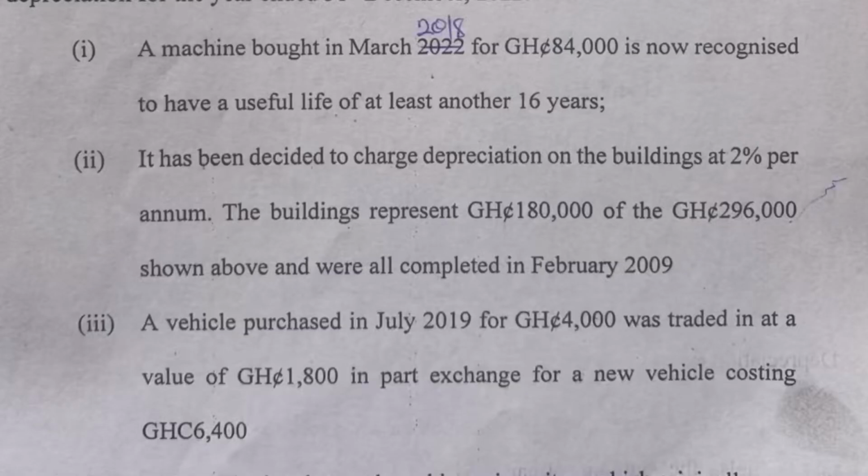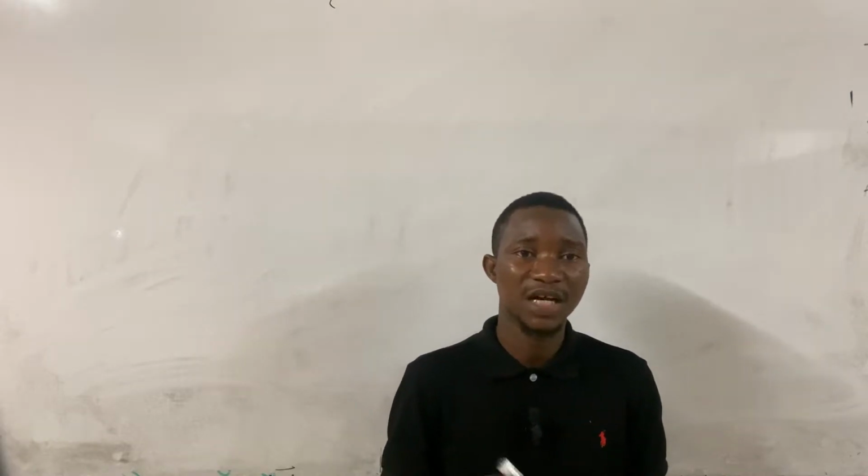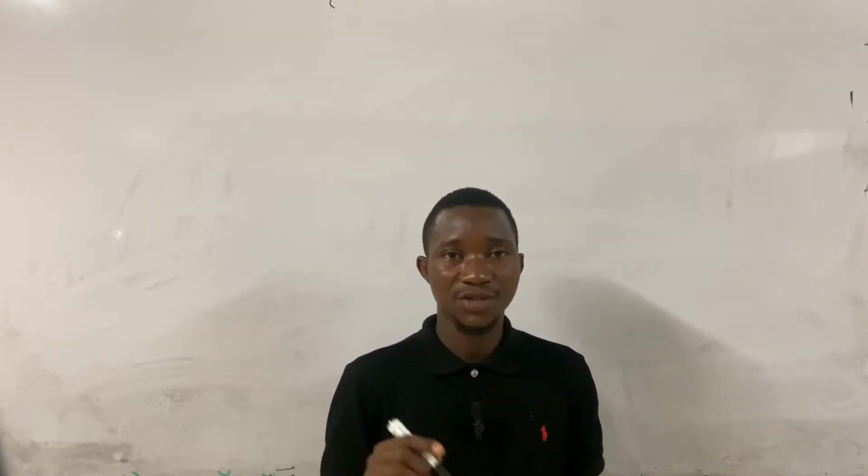Is that okay? So the second one, that is II, says that it has been decided to charge depreciation on buildings at 2% per annum. The building represents 180,000 of the 260,000 shown above, and was all completed in February 2009. Initially, for land and building, there is no depreciation charge. But at the beginning of 2022, the company has decided to charge depreciation on buildings.